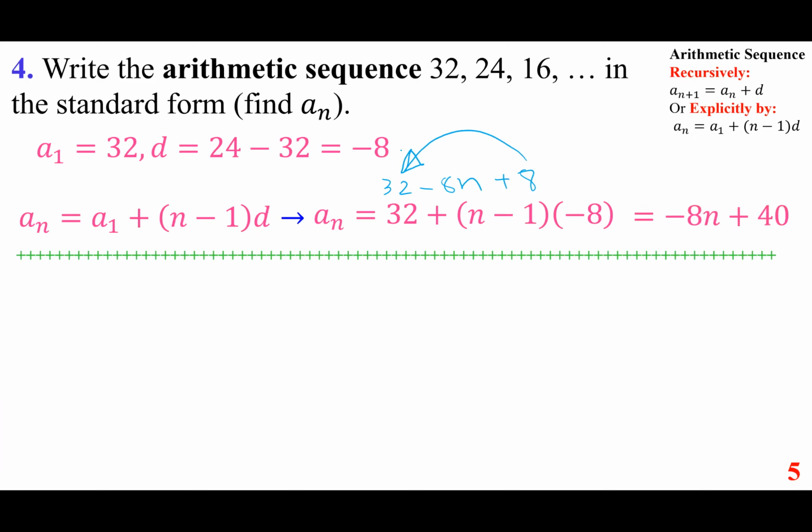And it's really a good practice to check. The way you check it is very simple. If you let n be 1, you get 32. If you let n be 2, you must get 24, and so on and so forth.